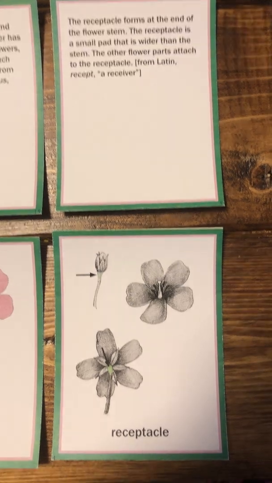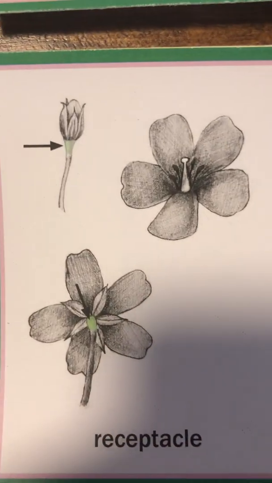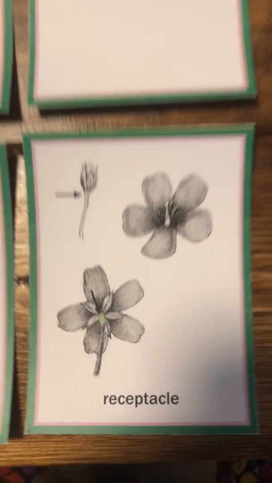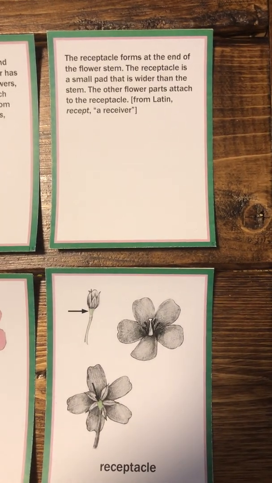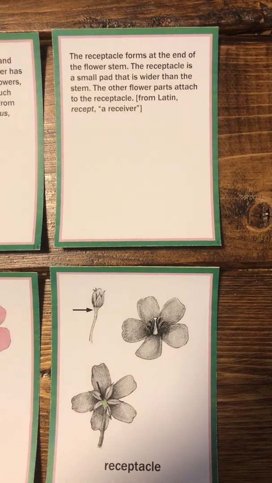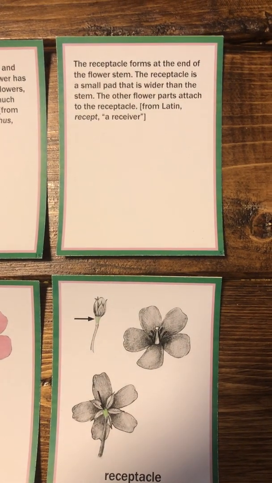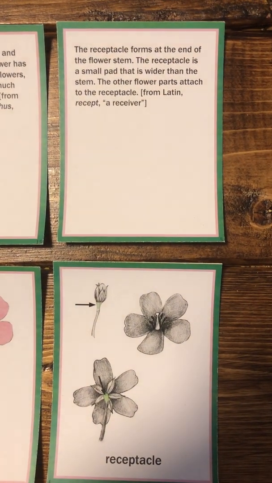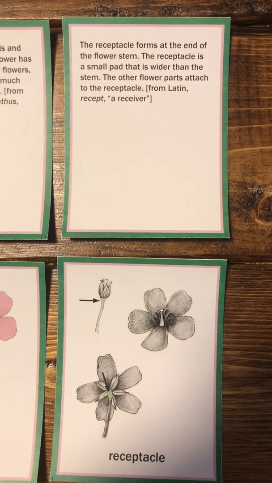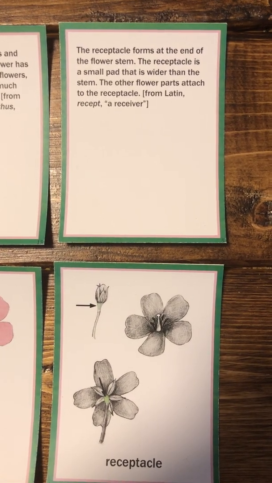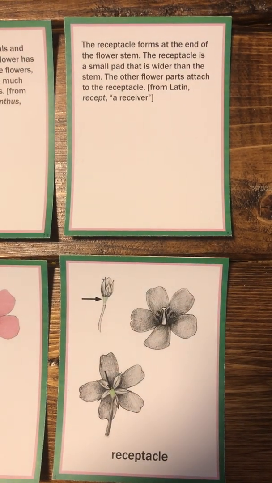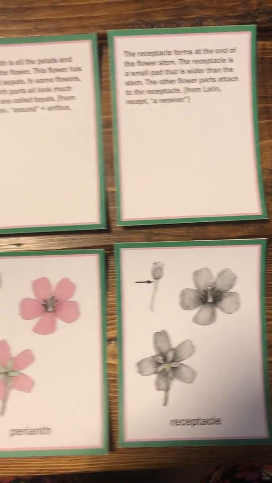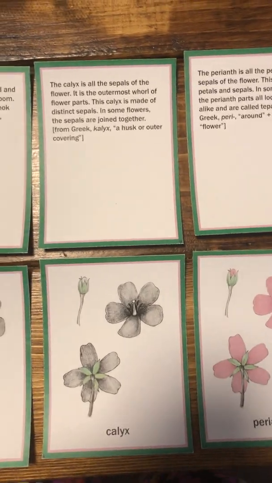Lastly, we have the receptacle. You can see that little green part. The receptacle forms at the end of the flower stem. The receptacle is a small pad that is wider than the stem. The other flower parts attach to the receptacle. And this is from a Latin word, and it means a receiver. That is neat. Okay, so here we have all of the parts of a flower.